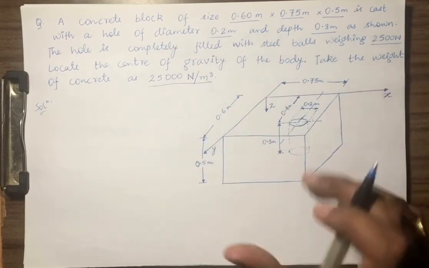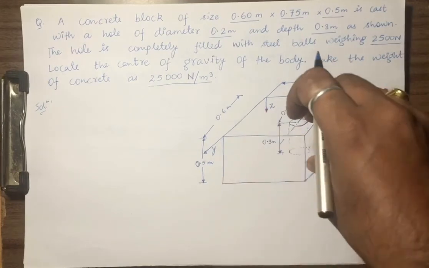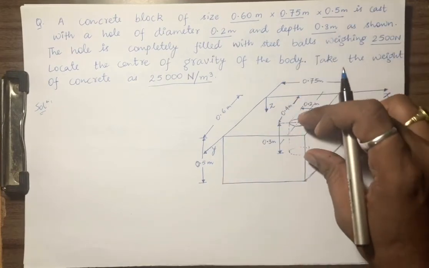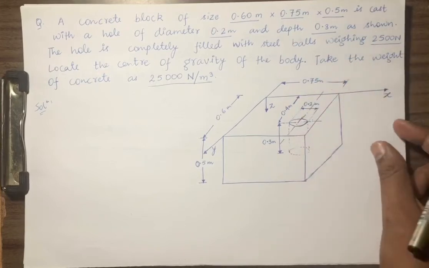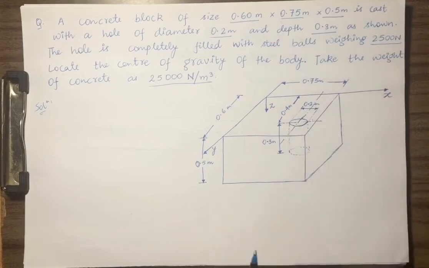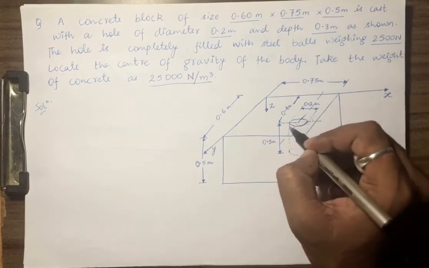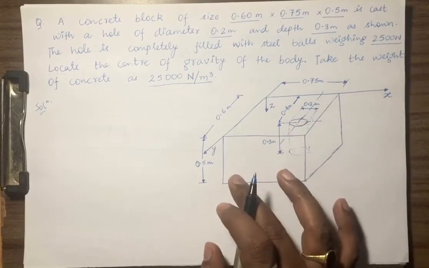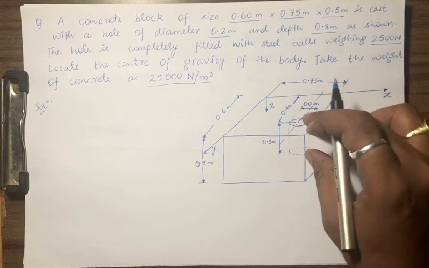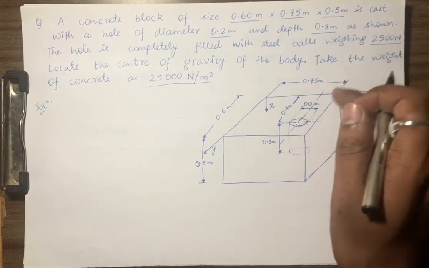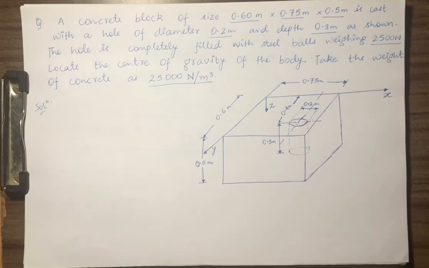So first try to understand what the problem is. This is a concrete block. First we have made a hole. So this much concrete we have taken out and filled this with steel balls. So either you separately calculate the concrete minus this concrete and then add the weight of steel.